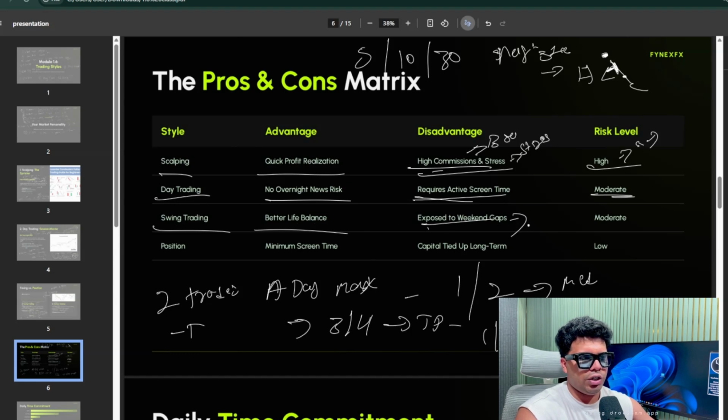At the same time, you don't need maximum screen time, because you just enter 1 or 2 trades per week. Daily, you need to spend about 30 or 40 minutes in front of the screen. That's it. That's enough for swing trading.